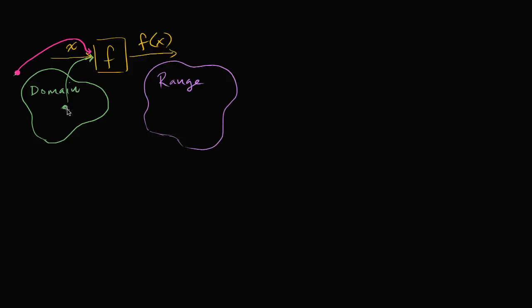So you input something from the domain, it's going to output something, and by definition, because it was outputted from this function, that thing is going to be in the range. And if we take the set of all of the things that the function could output, that is going to make up the range. So this right over here is the set of all possible outputs. Let's make that a little bit more concrete with an example.